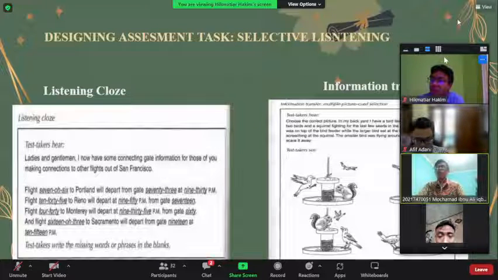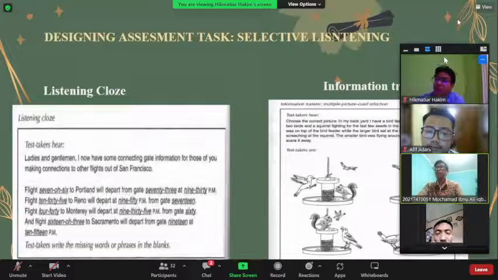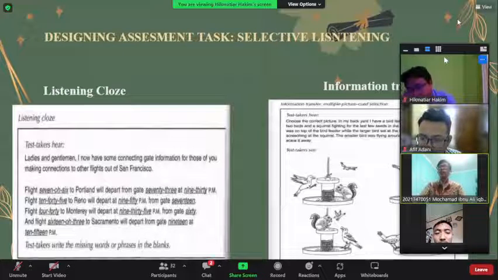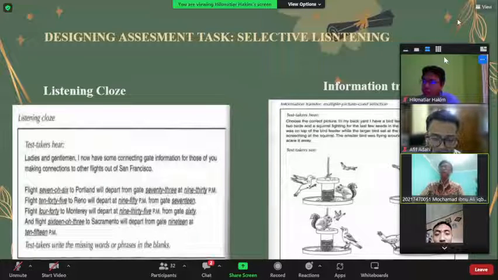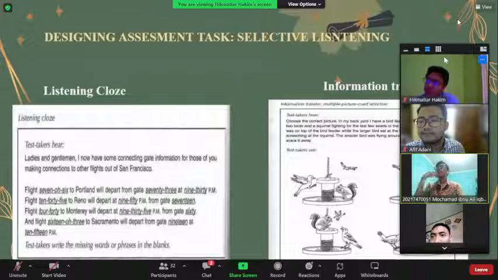Ladies and gentlemen, I know some of you have connecting flights. For those of you making connections to other flights out of San Francisco: Flight 706 to Portland will depart from gate 73 at 9:30 p.m. Flight 1045 to Reno will depart at 9:50 p.m. from gate 17. Flight 440 to Monterey will depart at 9:35 p.m. from gate 60, and Flight 1603 to Sacramento will depart from gate 19 at 10:15 p.m.